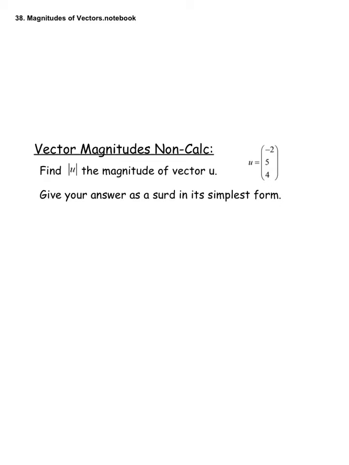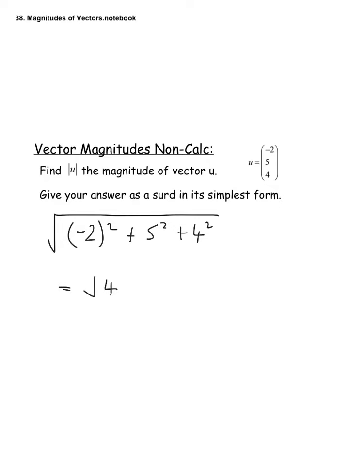First of all, we need to square each of the numbers, so we're going to do -2 squared plus 5 squared plus 4 squared, and we're going to square root the result. -2 squared is 4, 5 squared is 25, and 4 squared is 16. If we add all those together, 4 add 25 is 29, add on 16, that's 45.